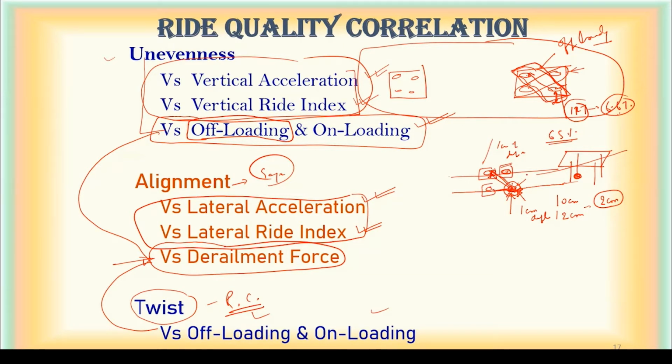So in turn, what will happen? These two springs will be relaxed by 1 centimeter, and these two springs will be compressed by 1 centimeter. So accordingly, extra load will be taken by these two spring loaded wheels, and less load will be shared by these two spring loaded wheels. Is it clear? Yes, sir. Okay. So this was just to explain to you what parameters affect which thing.